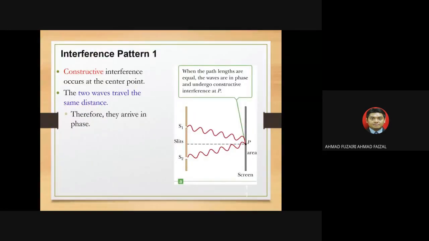Okay, there are a few interference patterns. Now we look at interference pattern number 1. Two waves which leave the two slits in phase, meaning slit 1 and slit 2, strike the screen at the central point P here. Because these waves travel equal distances, they arrive in phase at point P. As a result, constructive interference occurs and a bright fringe is observed at point P.